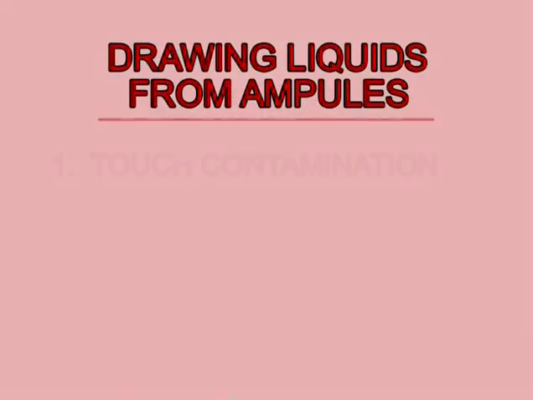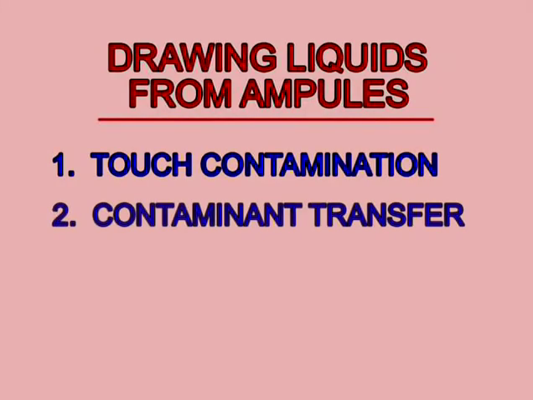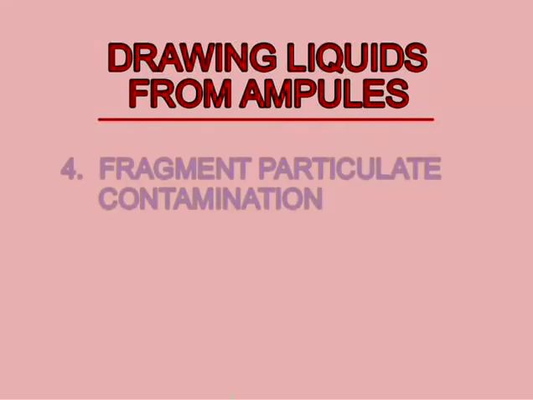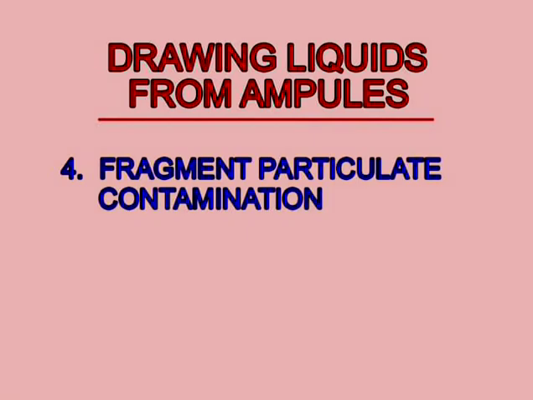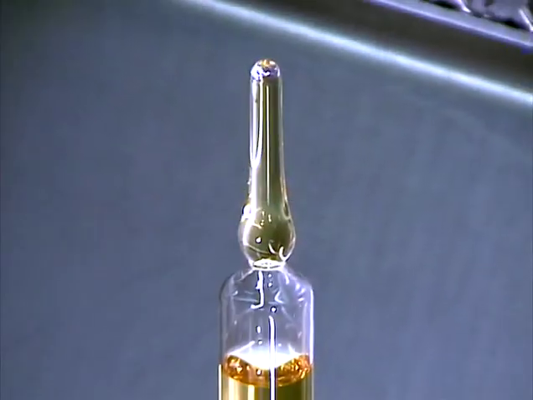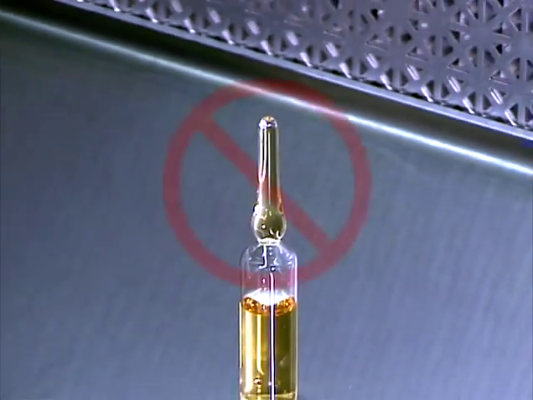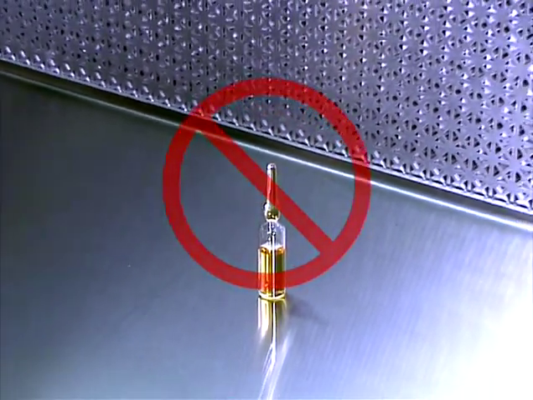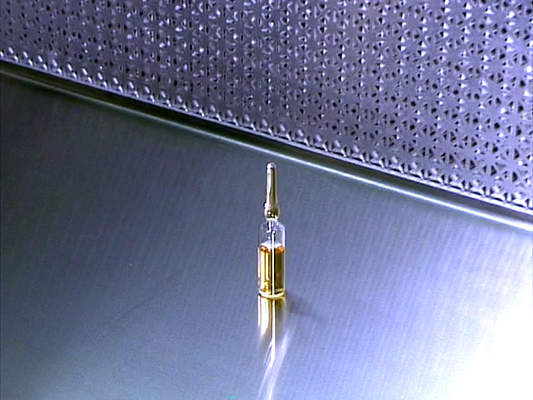Risk factors are touch contamination, contaminant transfer, and contamination of the environment or operator. Additional risk factors are particulate contamination with fragments of glass and debris, and an increased risk of airborne contamination due to the large open critical pathway. If drug product remains in the top or neck of the ampule when it is opened, this may lead to contamination of the environment or exposure of the operator. In addition, flying glass fragments may injure the operator or damage the HEPA filter.